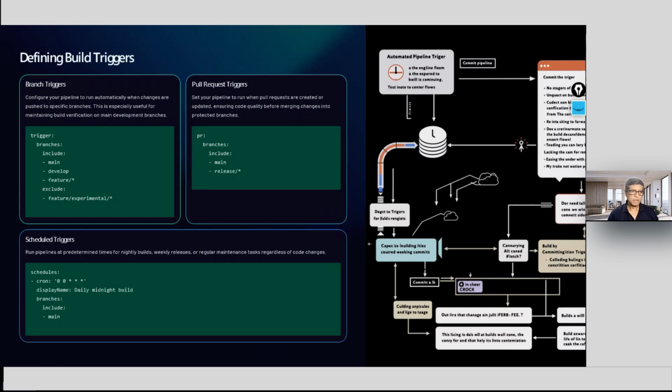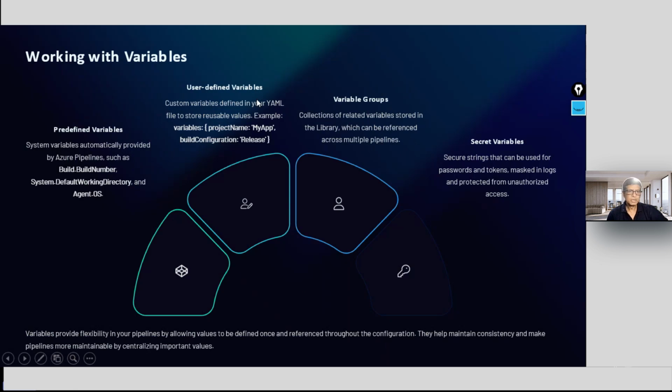So when we come to this slide, we have seen that it will be your branch triggers. That is the trigger point. We do not generally work with the schedule triggers or the pull request triggers. We have discussed this in the previous one. So working with the variables, these are the four types of variables that you have.